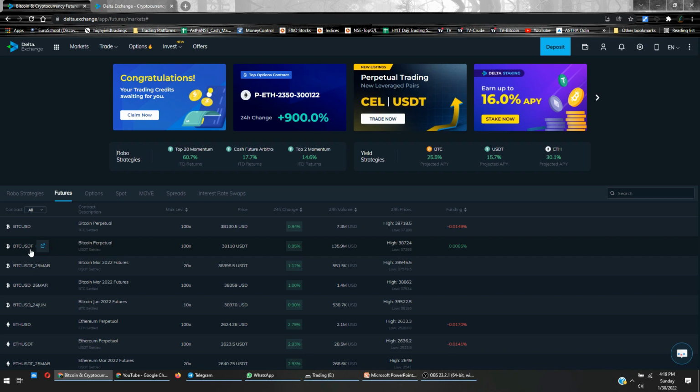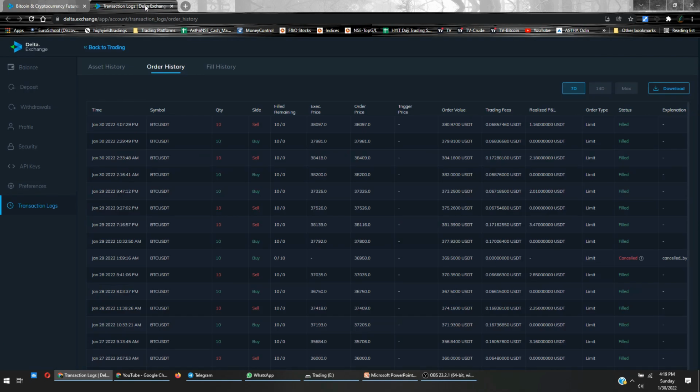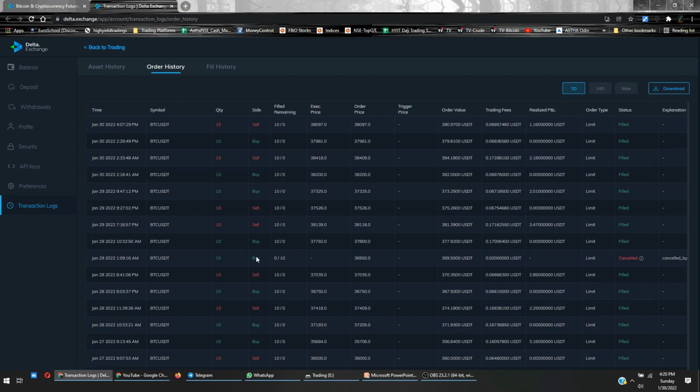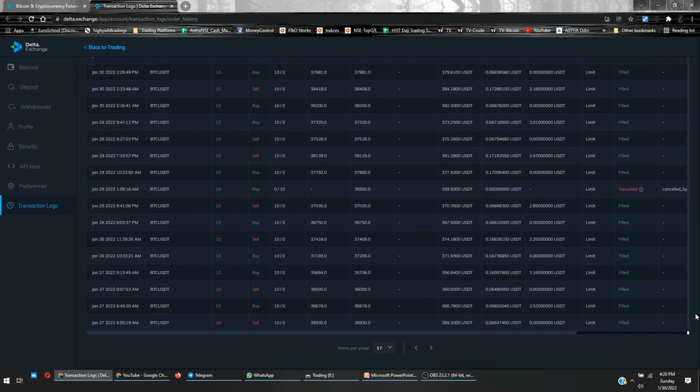Now let me prove myself by showing you the statement, or I would say the order history, or the ledger, or the transaction logs, whatever you want to say here. Okay, so this is the transaction log. Let me go ahead and refresh the page once. Okay, so this is the order history. These are the trades that I have taken till date. Since 27th, as you can see on the bottom left corner, 27 Jan was the day on which I started my trading.